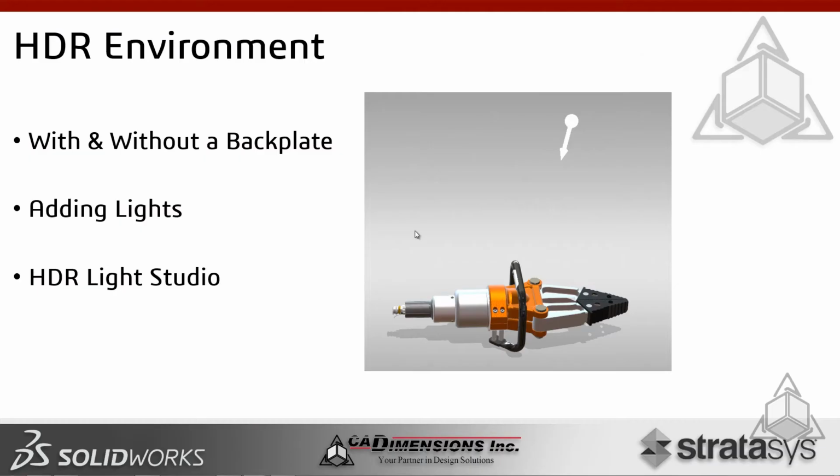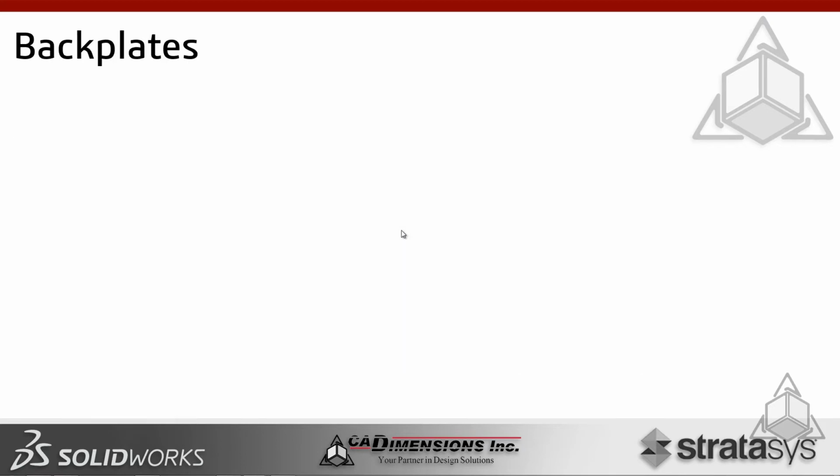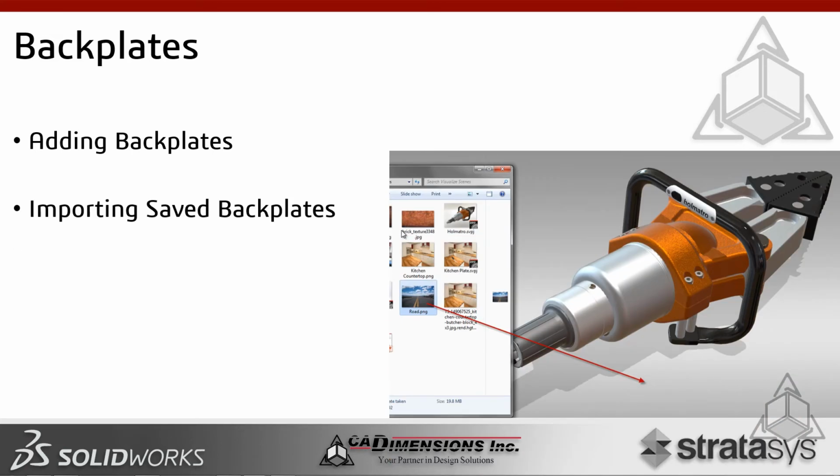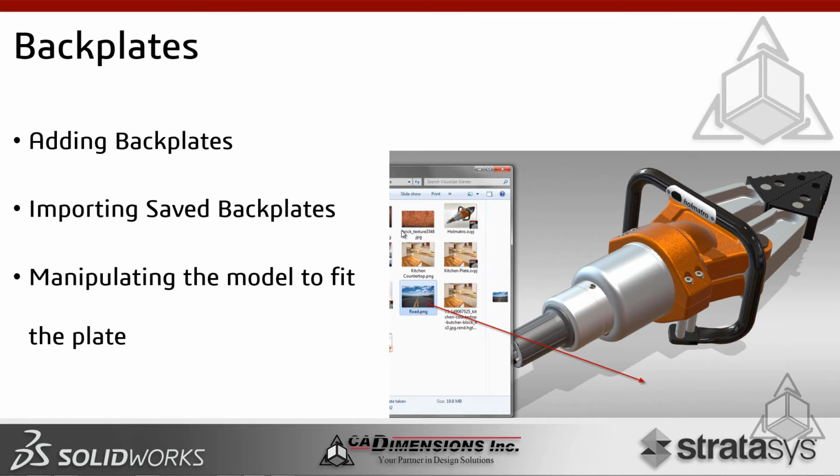Let's get back into our PowerPoint and let's move on to our next topic. So our next topic is backplates. So let's take a look at what happens when we want to add a backplate in, what happens when we want to import some old backplates, and how we can use it. Now, it's really as simple as just doing a click and drag, and that's going to be about it. And then there are some options that we have inside of Visualize to manipulate the model to fit the plate so that we can have it look like it's directly within there.